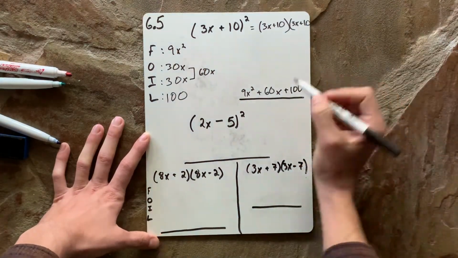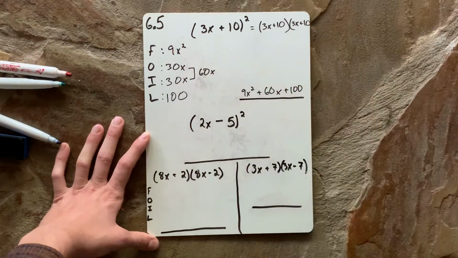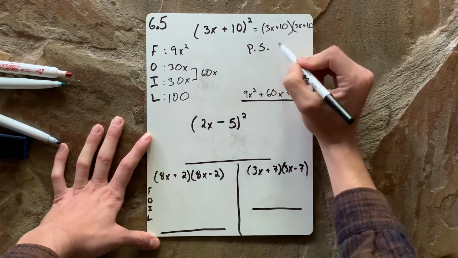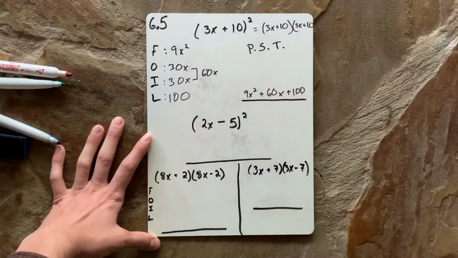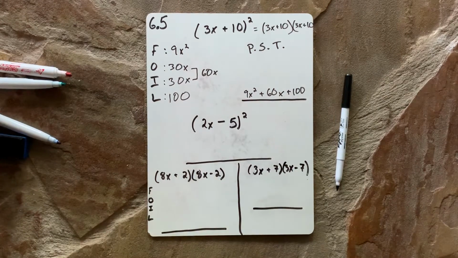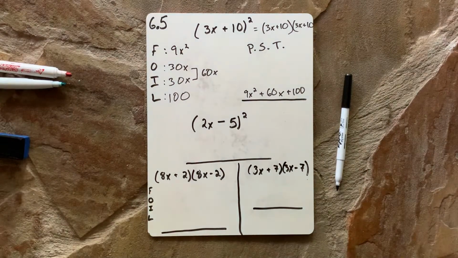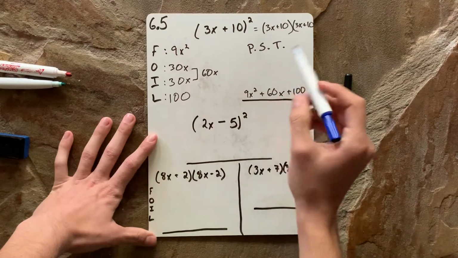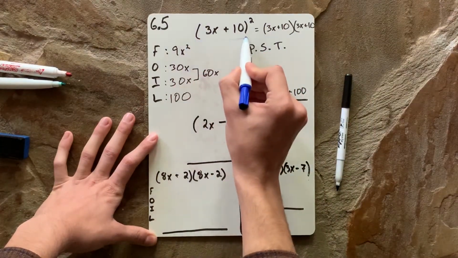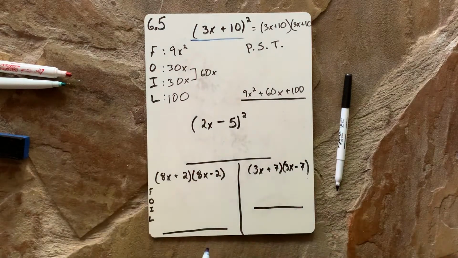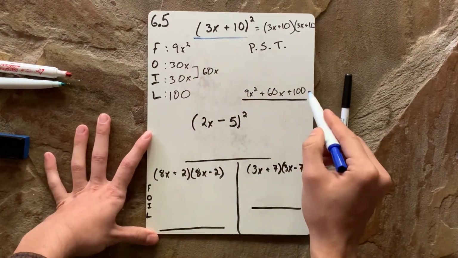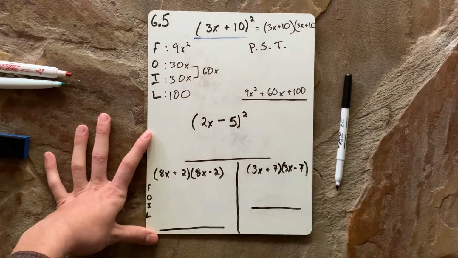Now, this has a pattern, and we call this pattern a perfect square trinomial. To check and see if your answer is a perfect square trinomial, you need to see if, one, it comes from squaring a binomial, which is what we saw when we did the math, but two, the answer has this pattern. The first term is a perfect square, the last term is a perfect square, and then there's something special about the middle term.